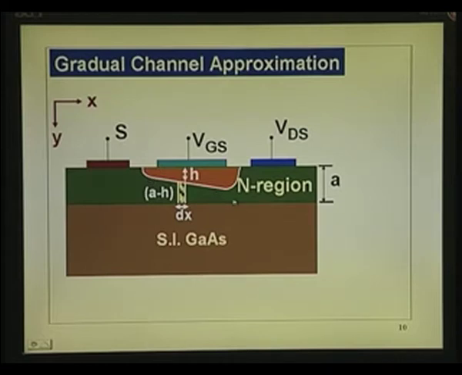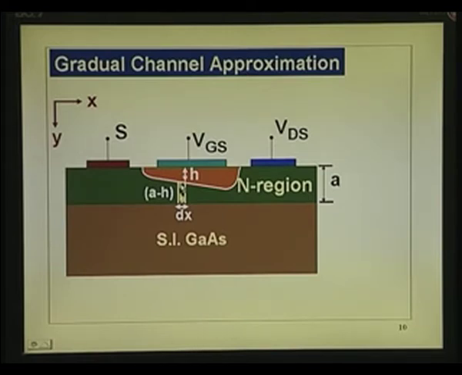gradually decreases in height, and we can write the expression for depletion layer width here by subtracting: total height A minus h, and h we can write as equal to the square root of twice epsilon epsilon 0 into the potential across that divided by q and d. Okay, you have to remember this.